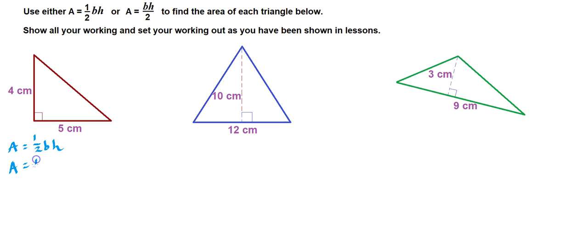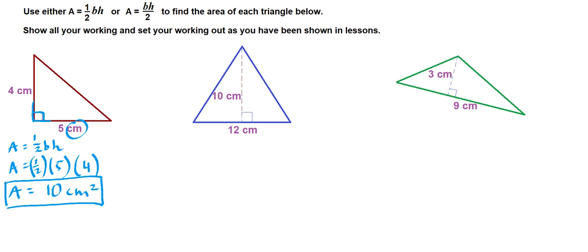So it will be half times the base, which is 5, times the height. Remember, these two lines intersect at 90. That's how we know that they are the dimensions we need to use. So the height in this case is 4, and area equals 5 times 4 is 20, times a half is 10, so that's 10. We're talking about centimeters. It's area, so it has to be squared.